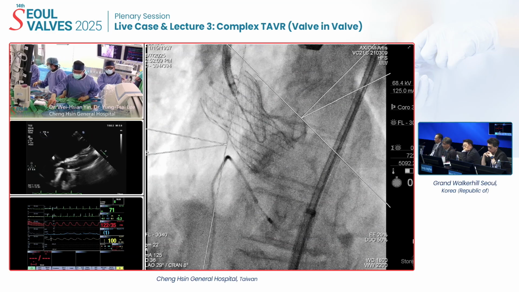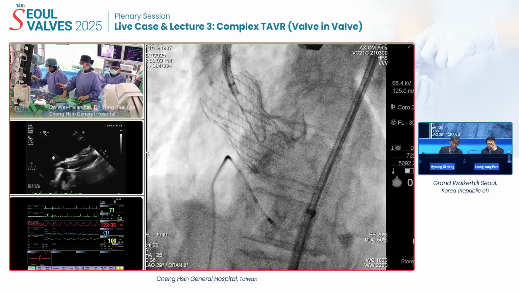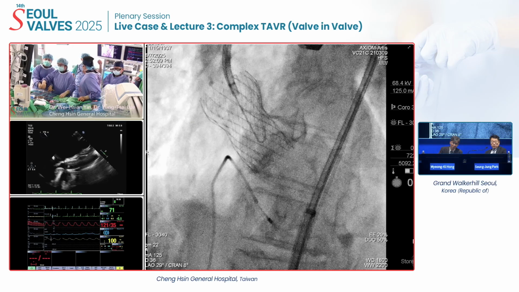However, for the right coronary, the VTC is still 3 point something. So we think that the right coronary is still okay. So we will do protection. If nothing happens, we just remove the whole system.